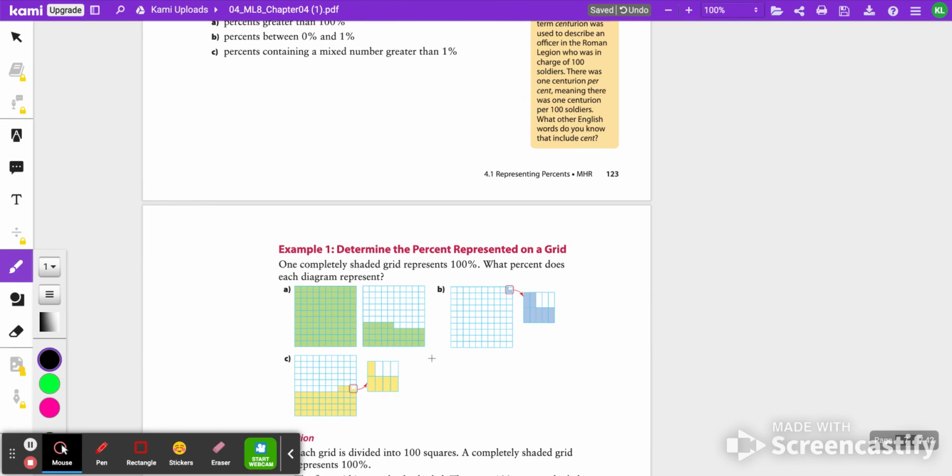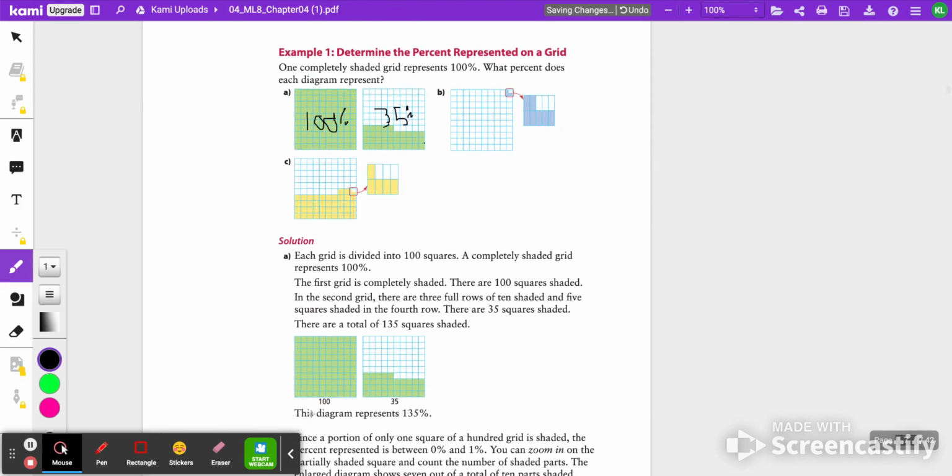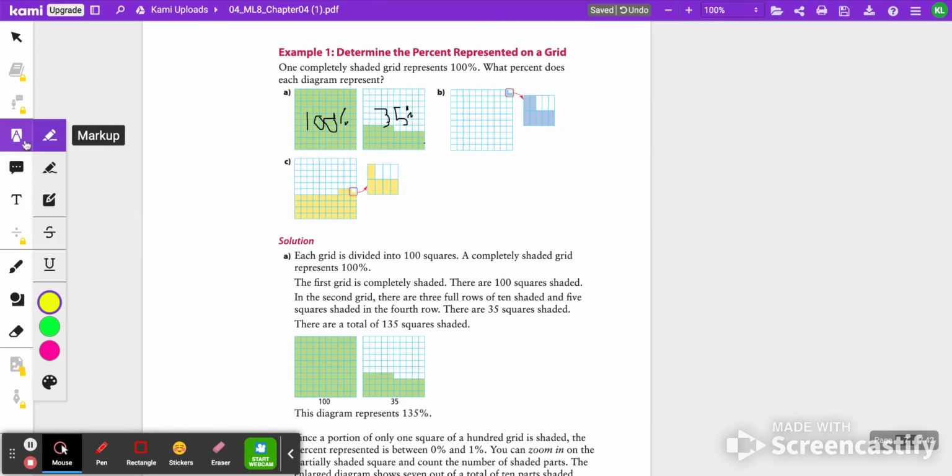Looking at example 1, we can have percents represented on a grid that are greater than 100% and less than 1. So here I have one whole hundreds chart filled in. That is 100% of it filled in, plus however much is left in my second hundreds chart. I have 10, 20, 30, 1, 2, 3, 4, 5, 35%. 100 plus 35 equals 135% for question A.